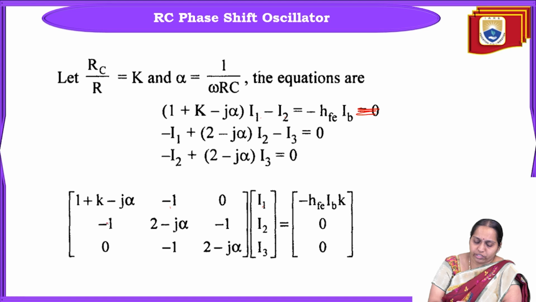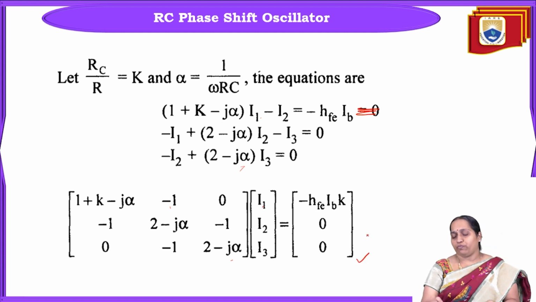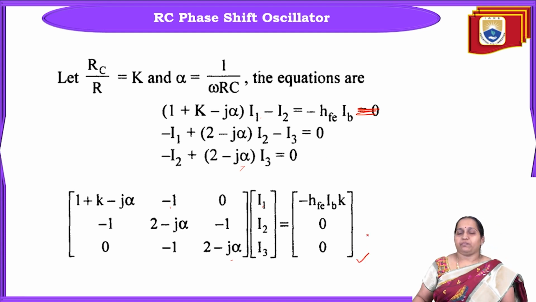Next, the I1 coefficient is minus 1, the I2 coefficient is 2 minus j alpha, and the I3 coefficient is minus 1. Here, we don't have any I1 term, so it is 0. The coefficient of I2 is minus 1, and the coefficient of I3 is 2 minus j alpha. So, writing these three equations in matrix form will give you this.